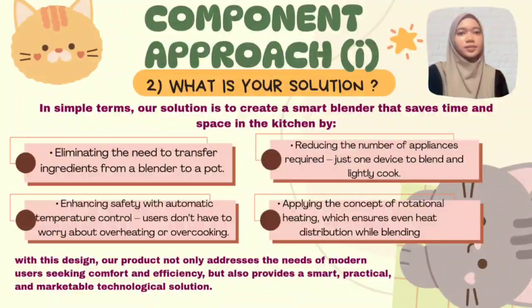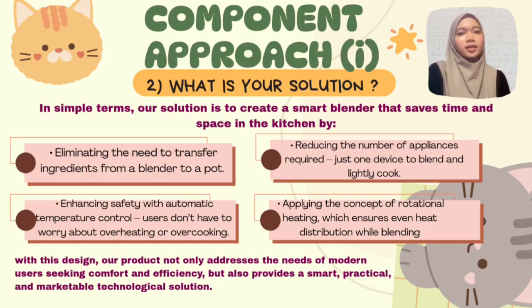Broadly speaking, our smart blender helps save both time and space in the kitchen. It eliminates the need to transfer ingredients from a blender to a pot because everything happens in one device. It also reduces the number of appliances needed since this blender can blend and lightly cook at the same time. This means more convenience for users and less clutter in the kitchen.